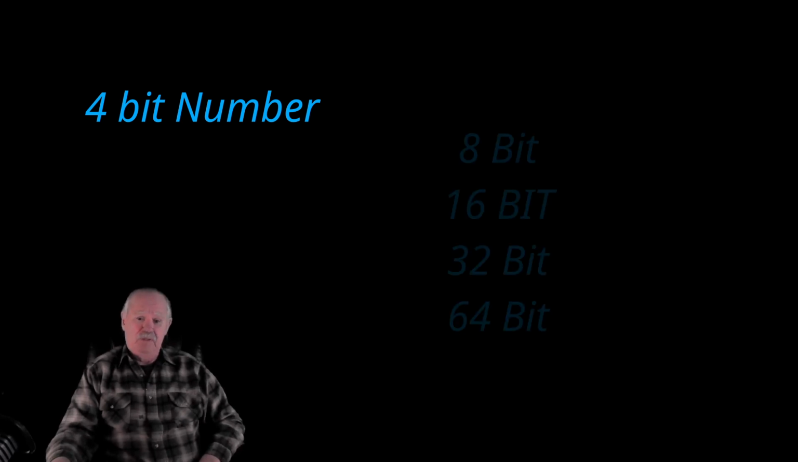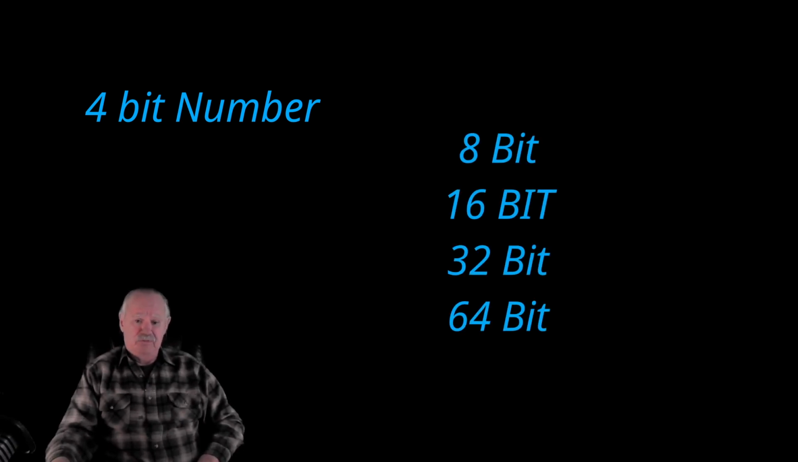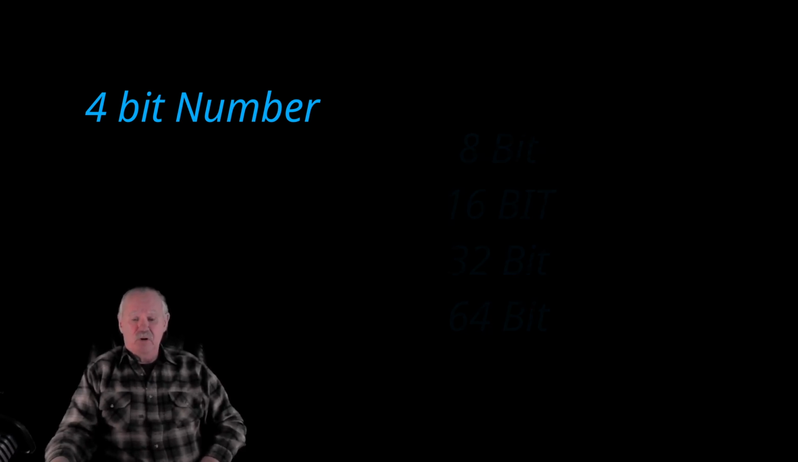We can count in 4 bits, we can count in 8 bits, 16, 32 bits. We seldom go above 32, but there is a 64-bit. That goes into huge numbers though. So let's start with the 4-bit word.